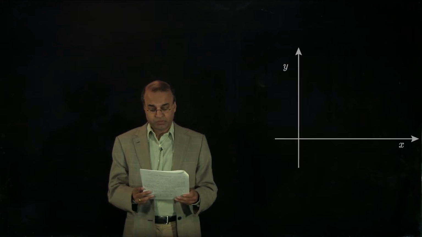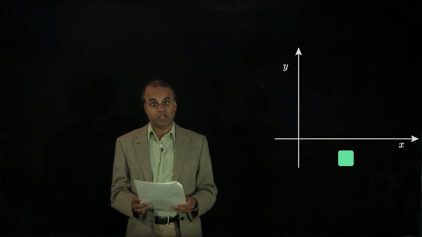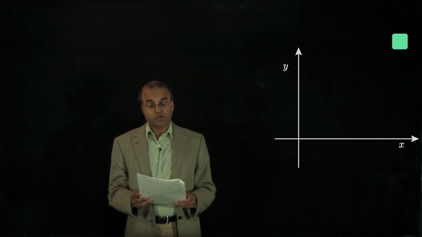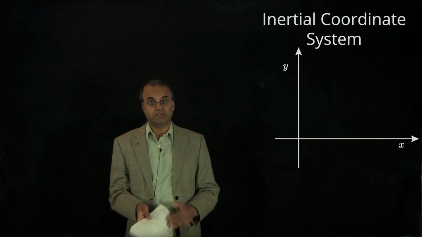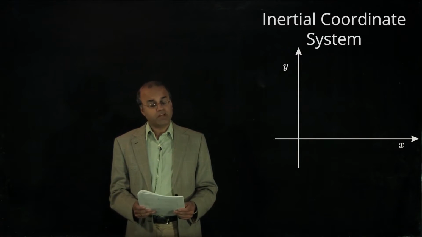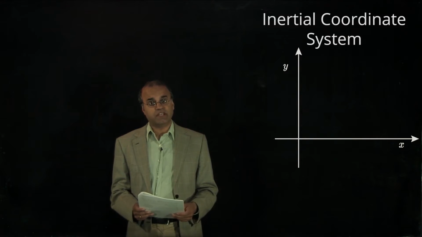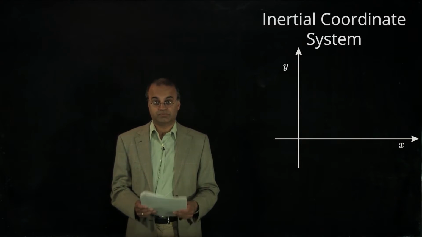It turns out that it's always possible to define a coordinate system in which an isolated body moves at constant velocity, perhaps zero. Such a coordinate system is called an inertial coordinate system. So another way of stating Newton's first law is that inertial coordinate systems exist.